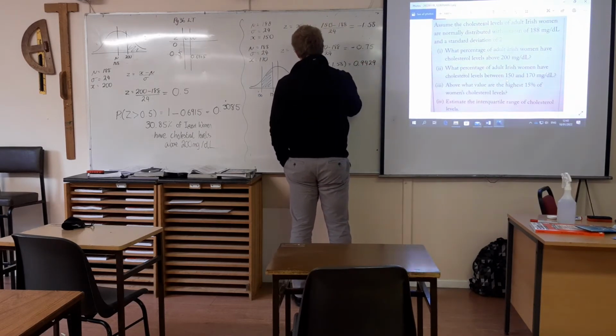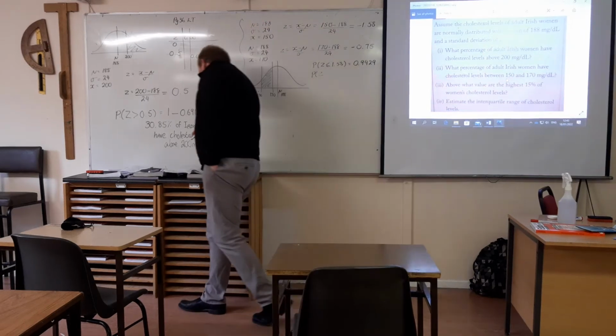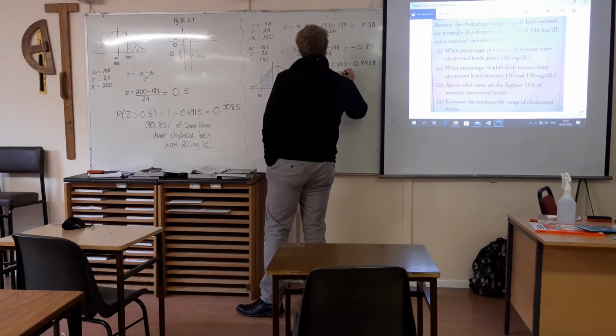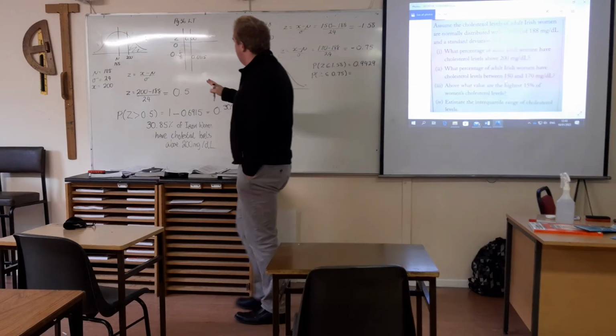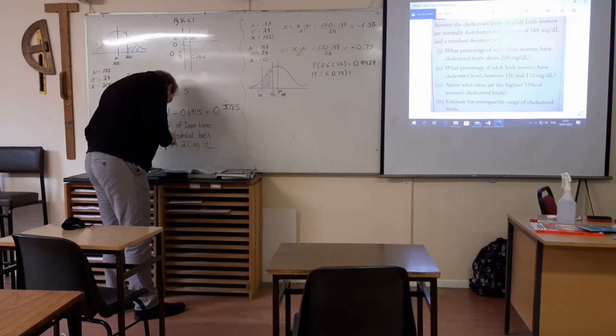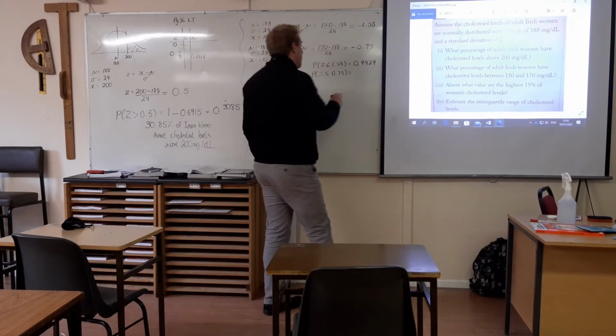Same process for the next one, where z is also, because it's a negative number, 0.75. We read that from the z-table. It's very similar to the z-tables over here on this question. And what we're getting is 0.7734.